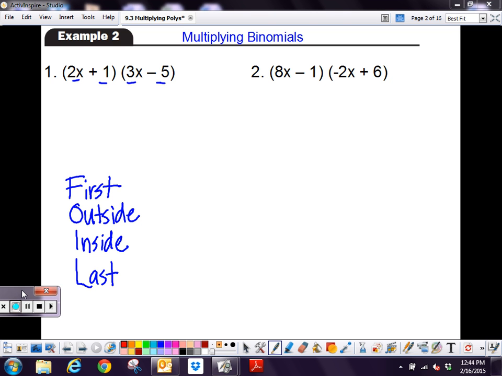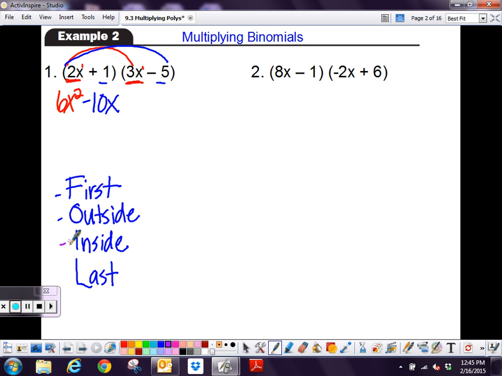Okay, so I'm going to start with the first. That means the first term in each group. So that would be 2x times 3x. Remember, when you multiply the coefficients, you add exponents. So that's x to the 1 and x to the 1, so that gives me 6x squared. Now we're going to do the outside, like the bread of a sandwich. So that's 2x times negative 5, so that's minus 10x.